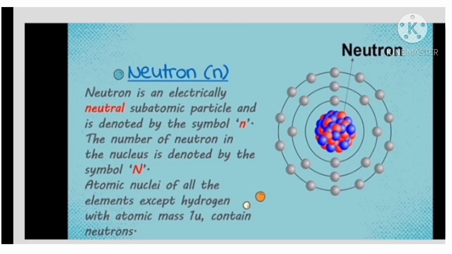Neutron is an electrically neutral subatomic particle and is denoted by the symbol small n. So neutron is electrically neutral, meaning without any charge. The number of neutrons in the nucleus is denoted by the symbol capital N. Atomic nuclei of all the elements except hydrogen with atomic mass 1 u contain neutrons, and the mass of a neutron is approximately 1 u, which is almost equal to that of a proton.